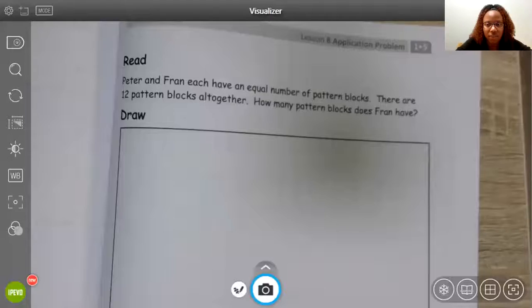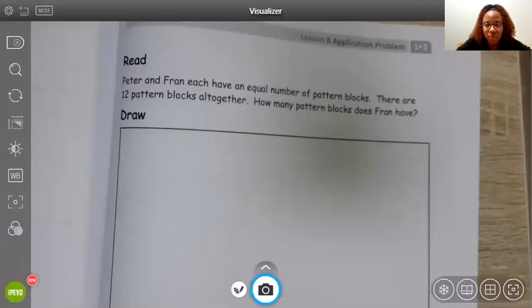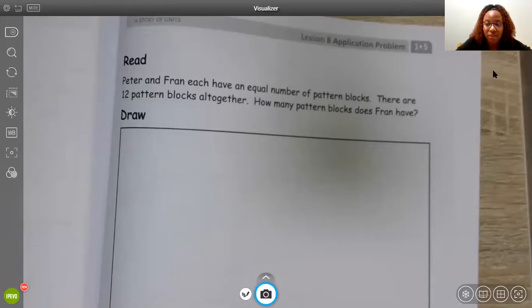So if you had that piece of paper and pencil, you can go ahead and slide that back over because we're going to move on to our application problem. All right. Here is our application problem for today, and it says Peter and Fran each have an equal number of pattern blocks. There are 12 pattern blocks altogether. How many pattern blocks does Fran have?